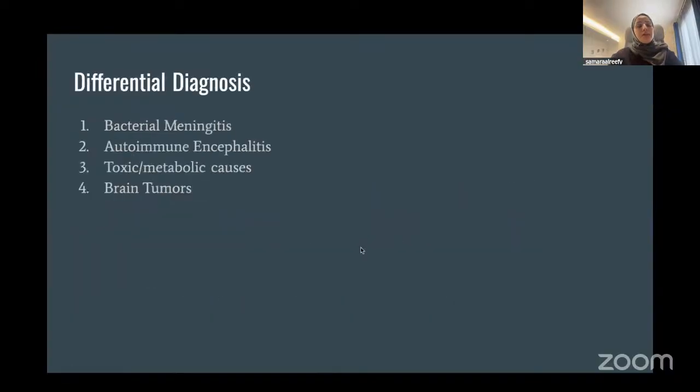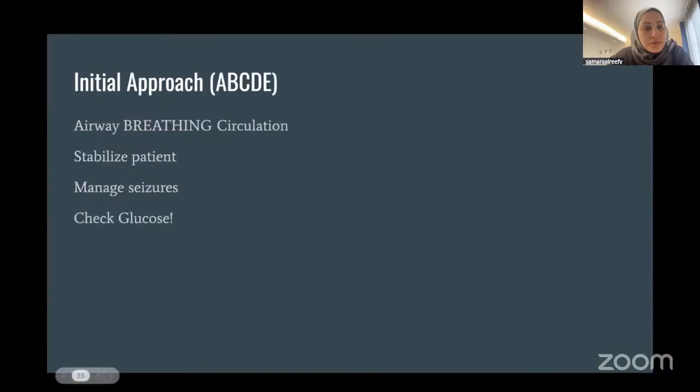Differential diagnosis of encephalitis can be bacterial meningitis, autoimmune, toxic metabolic causes, and brain tumors. So how do we approach a case of suspected viral encephalitis? Most important, like we all learn in PALS, airway, breathing, circulation. So you check the airway, is it patent or not? You check the breathing, respiratory rate, your SATs, your air entry, if any added sounds.